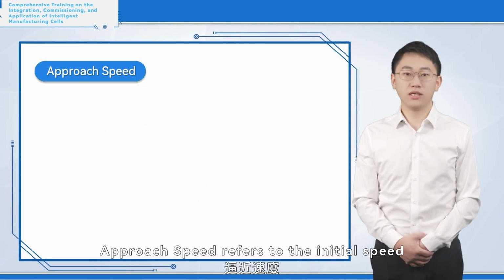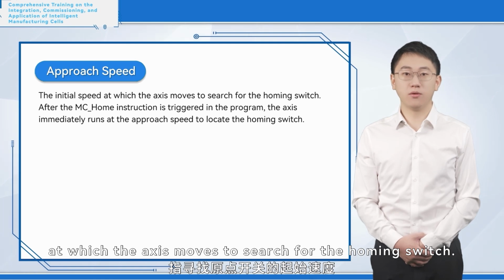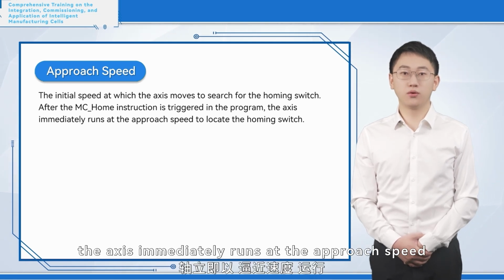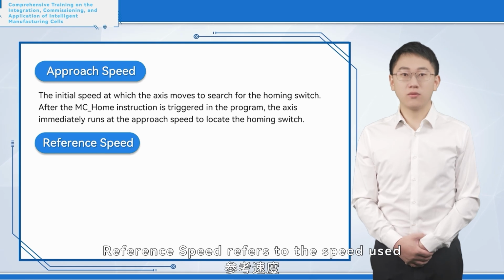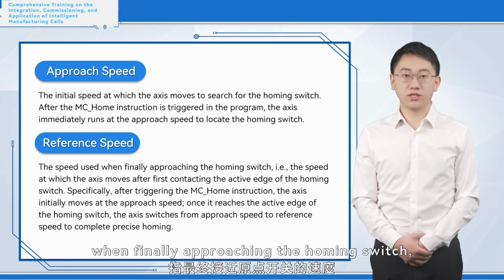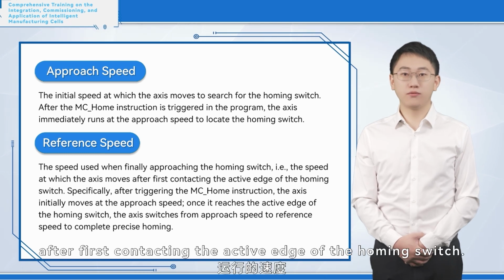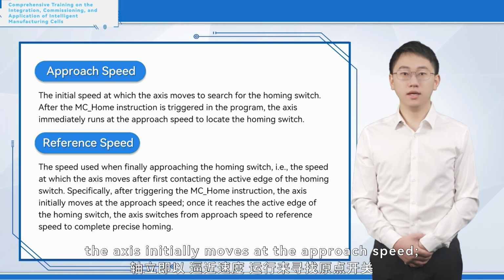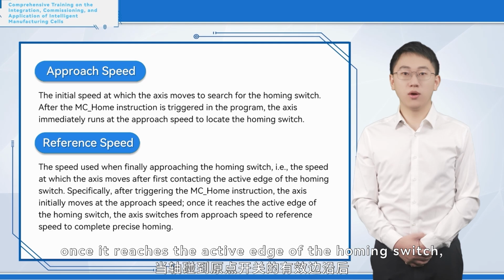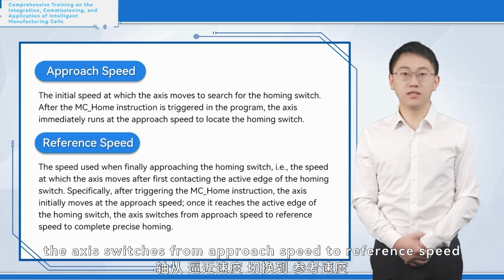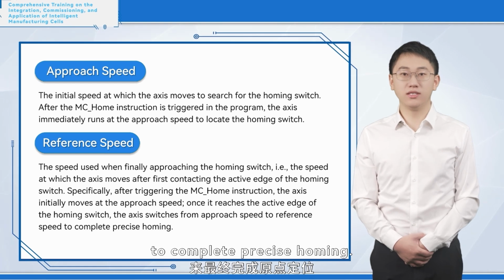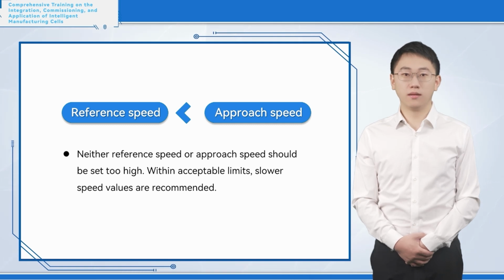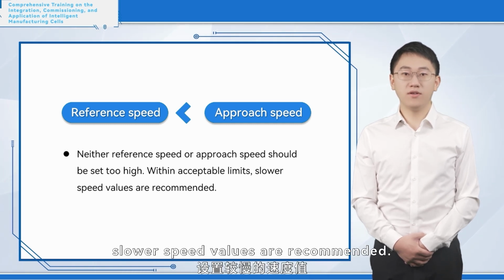Approach speed refers to the initial speed at which the axis moves to search for the homing switch. After the MC home instruction is triggered in the program, the axis immediately runs at the approach speed to locate the homing switch. Reference speed refers to the speed used when finally approaching the homing switch, i.e., the speed at which the axis moves after first contacting the active edge of the homing switch. Specifically, after triggering the MC home instruction, the axis initially moves at the approach speed. Once it reaches the active edge of the homing switch, the axis switches from approach speed to reference speed to complete precise homing. The reference speed should be lower than the approach speed, and neither speed should be set too high. Within acceptable limits, slower speed values are recommended.